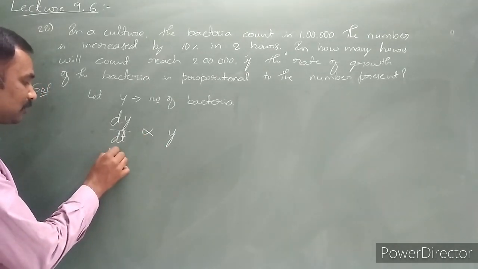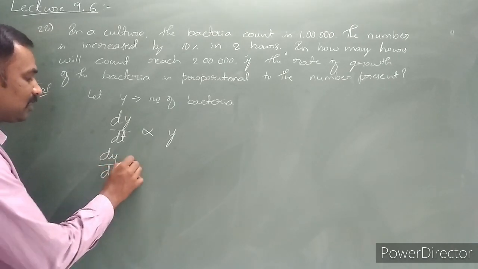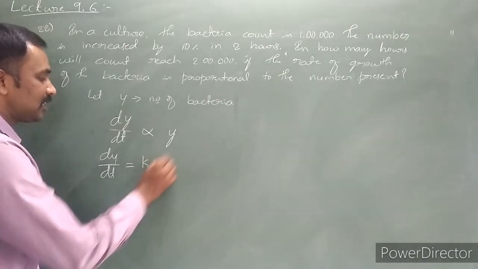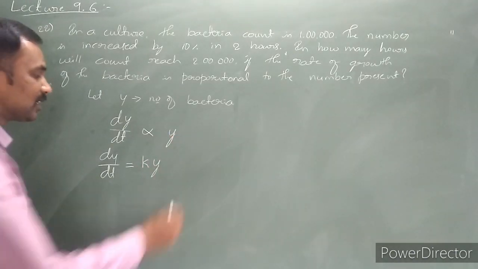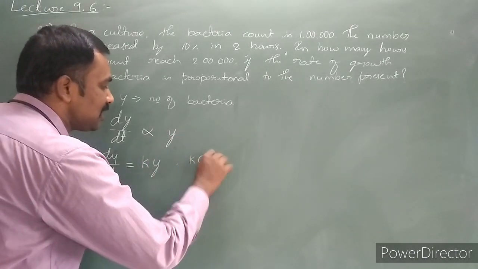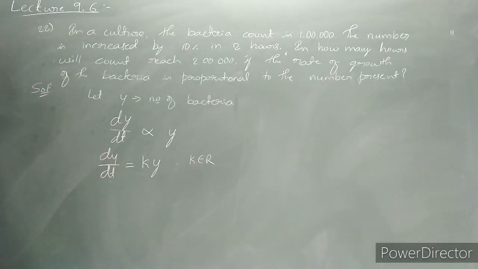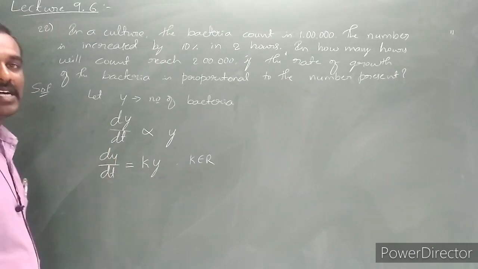So what I just do is dy by dt is equal to k times y. Instead of proportionality, I just write the equals sign, whenever you multiply by k. What is the k? K is any real number. Okay, so next, separate the variables, simplify, and we get the answer.